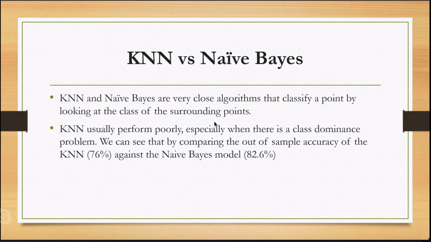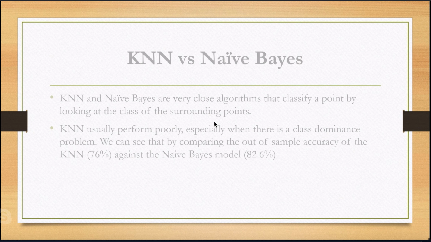Let's compare quickly all the different models versus their closest counterparts. So the first one is the KNN model against the naive Bayes, which both use points surrounding the target point that we're trying to forecast. And what we found is that KNN usually performs very poorly when there's class dominance. This is especially the case when we look at, for example, our training set. KNN has 100% accuracy, but on the test it only has 76%. On the contrary, the naive Bayes model still has 82.6% accuracy.